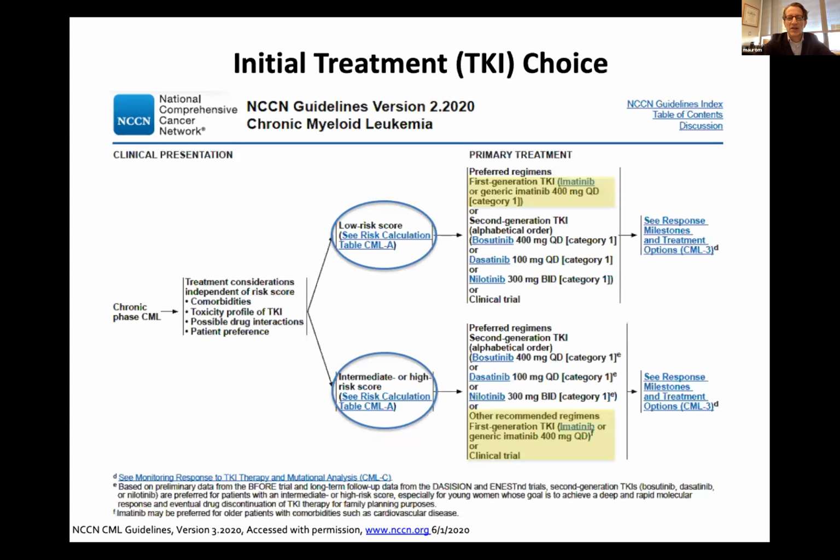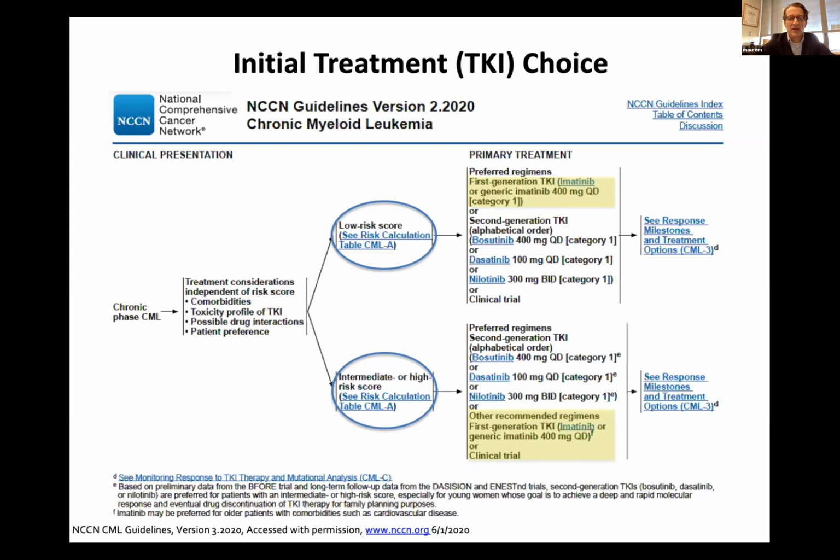It really is for the most part based on risk. So we do, and we're an NCCN center, so our team contributes to these guidelines. And for a lower risk patient, we do still place imatinib as equal to second generation drugs.